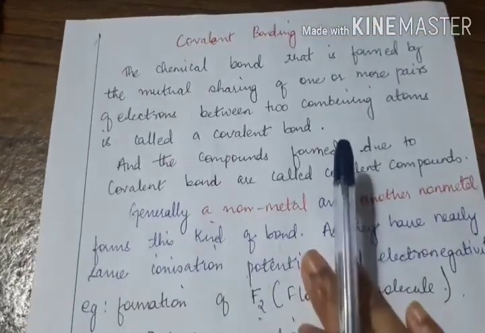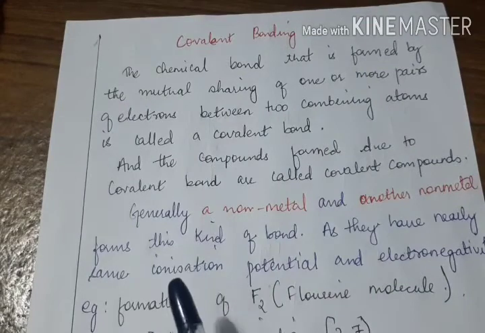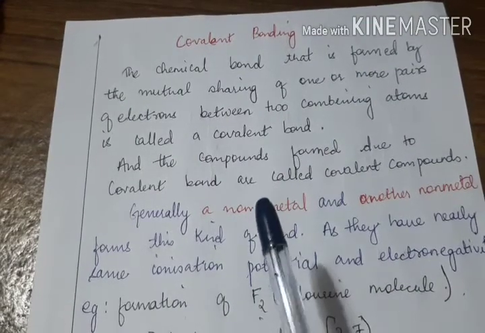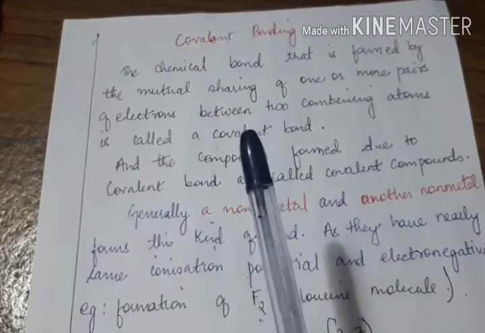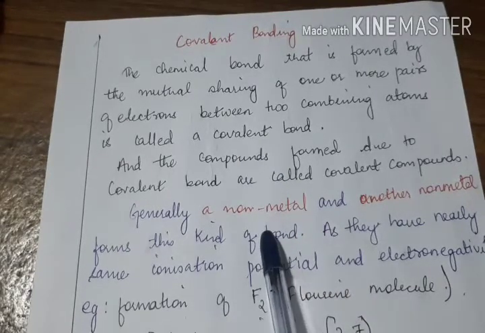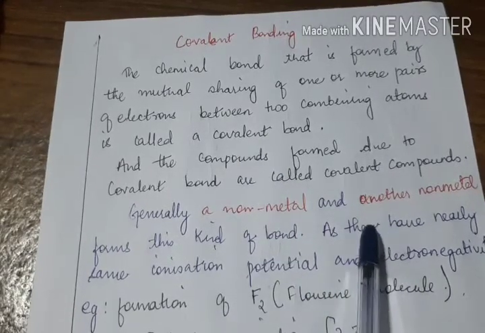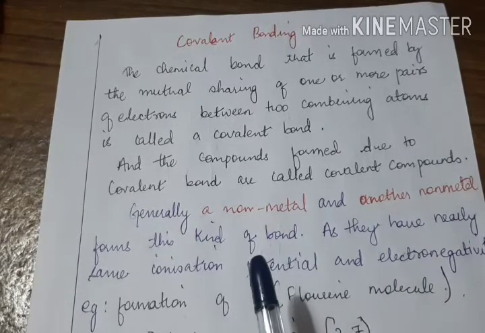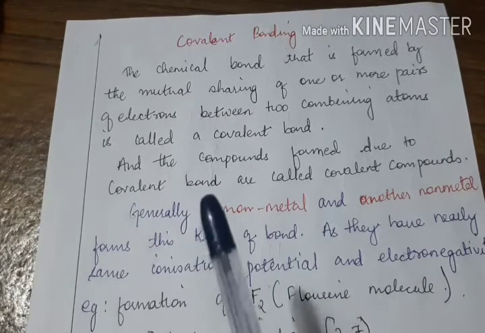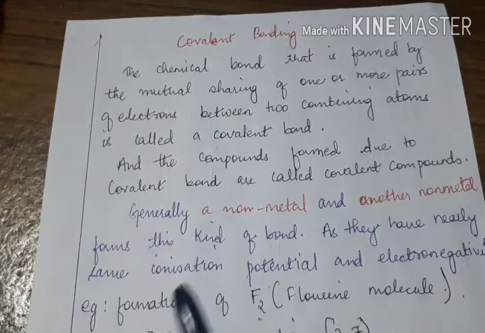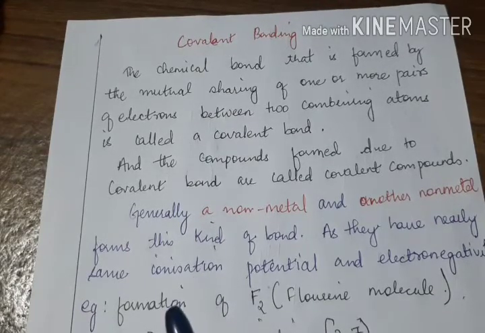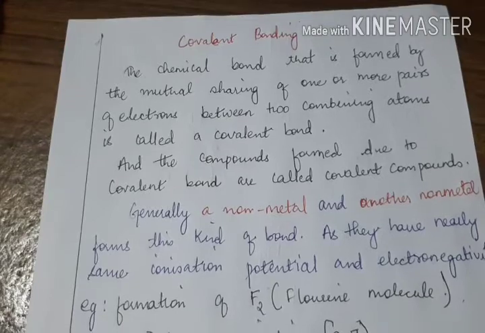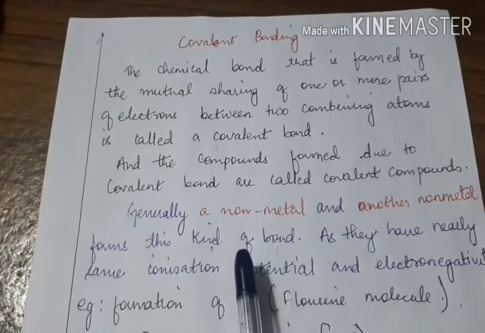And here, you know that ionic bonding is formed between a metal and a non-metal. But covalent bond is formed between a non-metal and another non-metal, because they will have the same ionization energy. The criteria to form a covalent bond is that they should have the same ionization energy, and almost the same electronegativity.